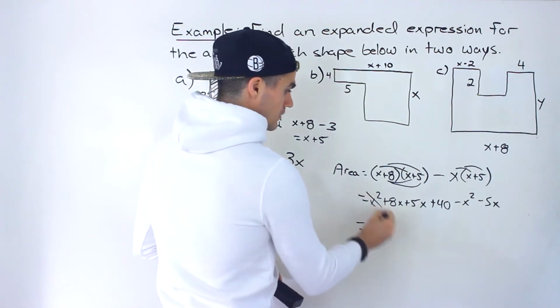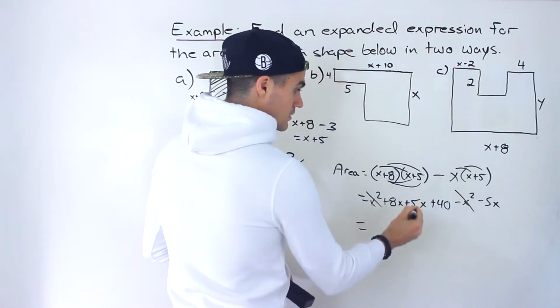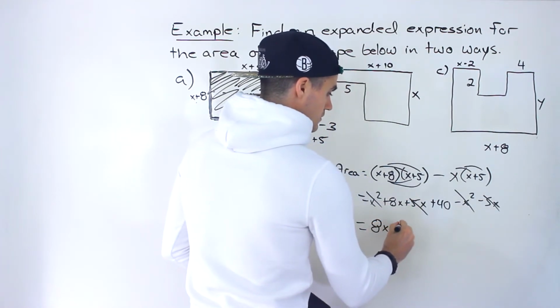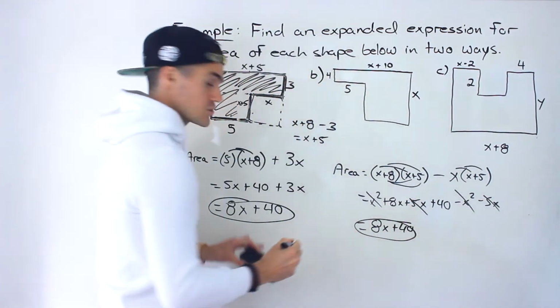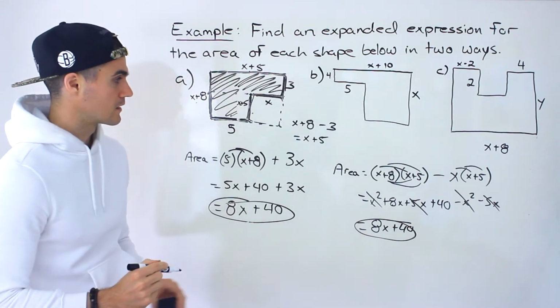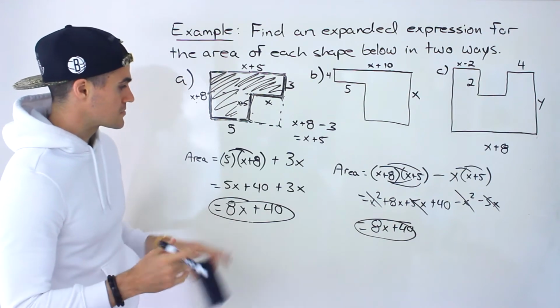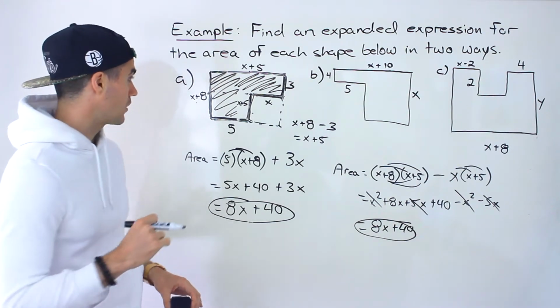So what would happen here? The x squareds cancel out, 5x's cancel out, and we're just left with 8x plus 40, which is the exact same thing we got over here. Okay, so multiple ways to go about it. Whichever way you do it, 8x plus 40 is the final answer for part A.